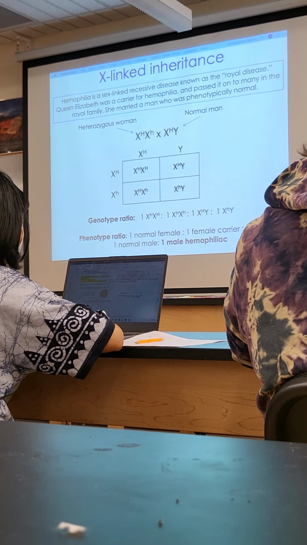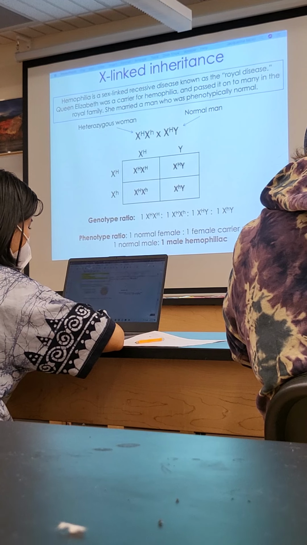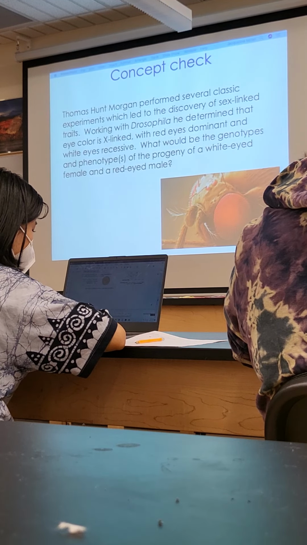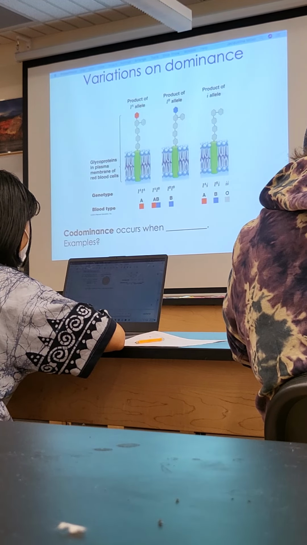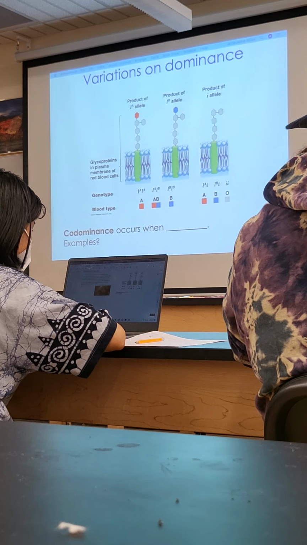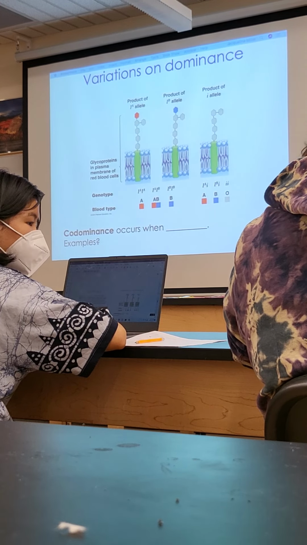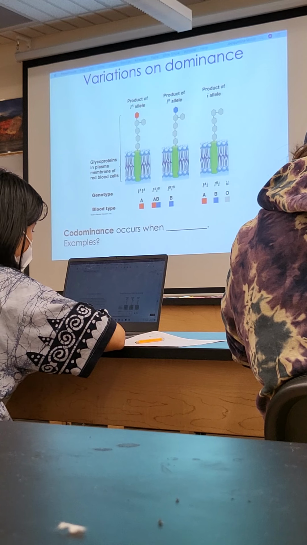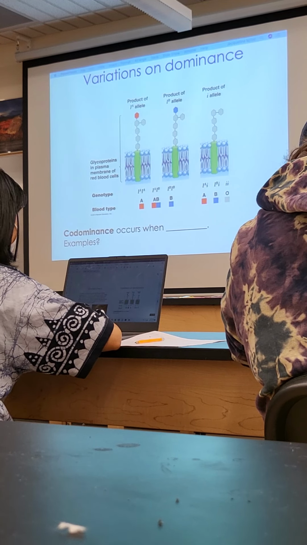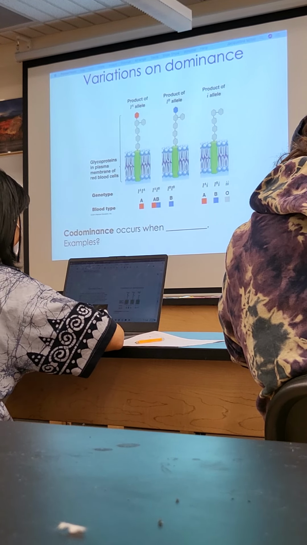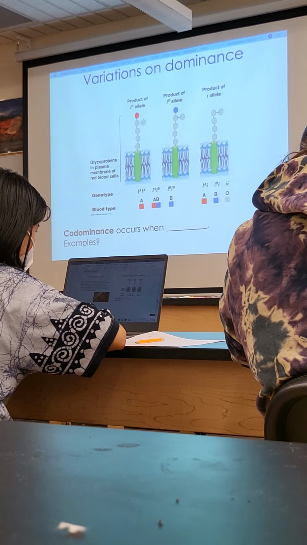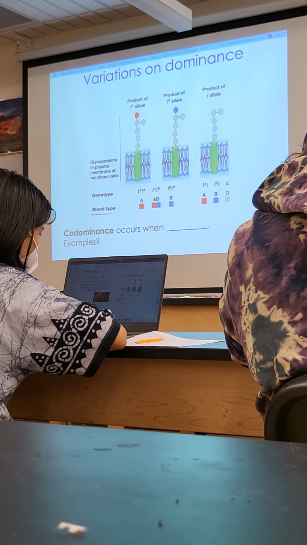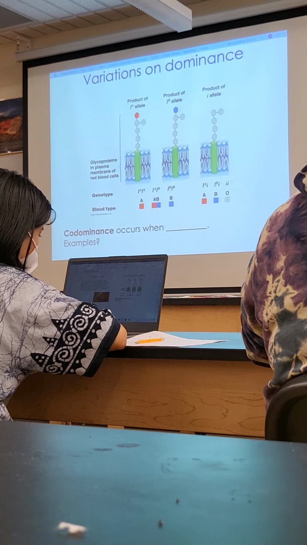Okay, so any questions on X-linked traits? All right, I'm going to skip over that one. Okay, so now we're going to move on to dominance. Now, most of what we have talked about, we said there's either dominant or recessive. If a trait is dominant, how do you know that it is dominant? What is kind of the easiest way to test to see if it's dominant?